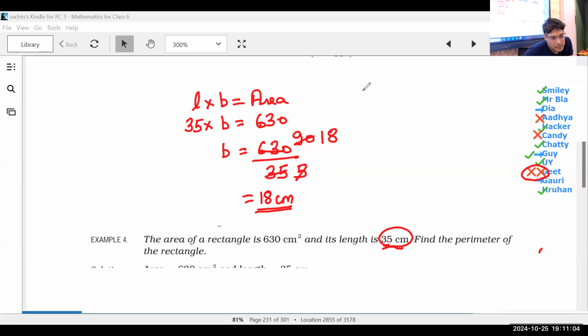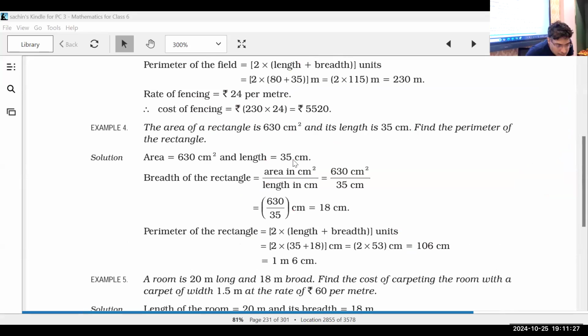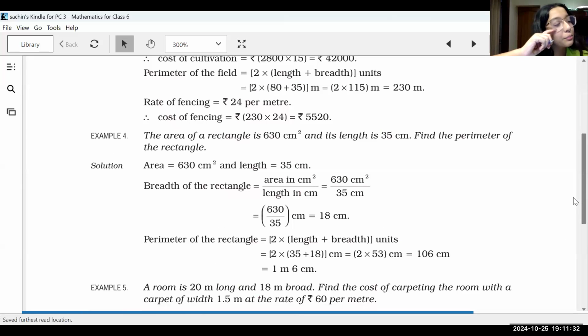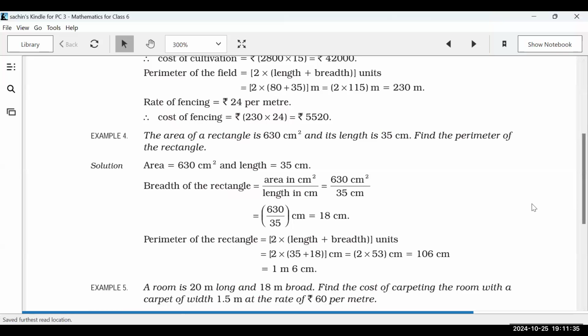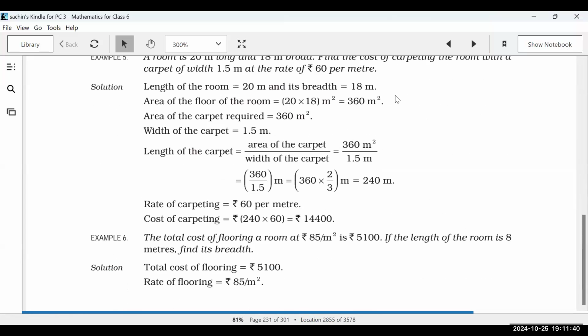Understood, guys? Geet, Candy, Adya, understood? Yes, sir. But it's written to find the perimeter. Yes, this is the breadth. I just found the 18 centimeter. Then we can find the perimeter now. You guys have done enough practice. So what's the answer? The answer will be 106 centimeters. So earlier I just found out the breadth, so my answer is technically correct. I sent 106 centimeters square by mistake.